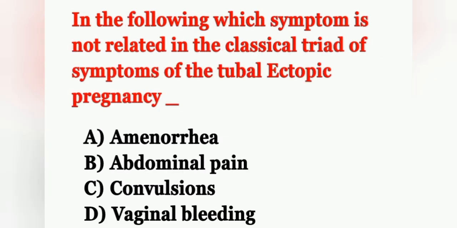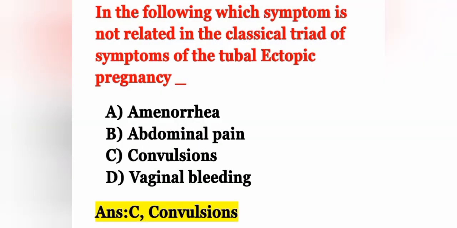The next question: in the following, which symptom is not related to the classical triad of symptoms of tubal ectopic pregnancy? Option A, amenorrhea; option B, abdominal pain; option C, convulsions; option D, vaginal bleeding. Which is not the classical triad symptom of tubal ectopic pregnancy? Option C, convulsions is the correct answer.